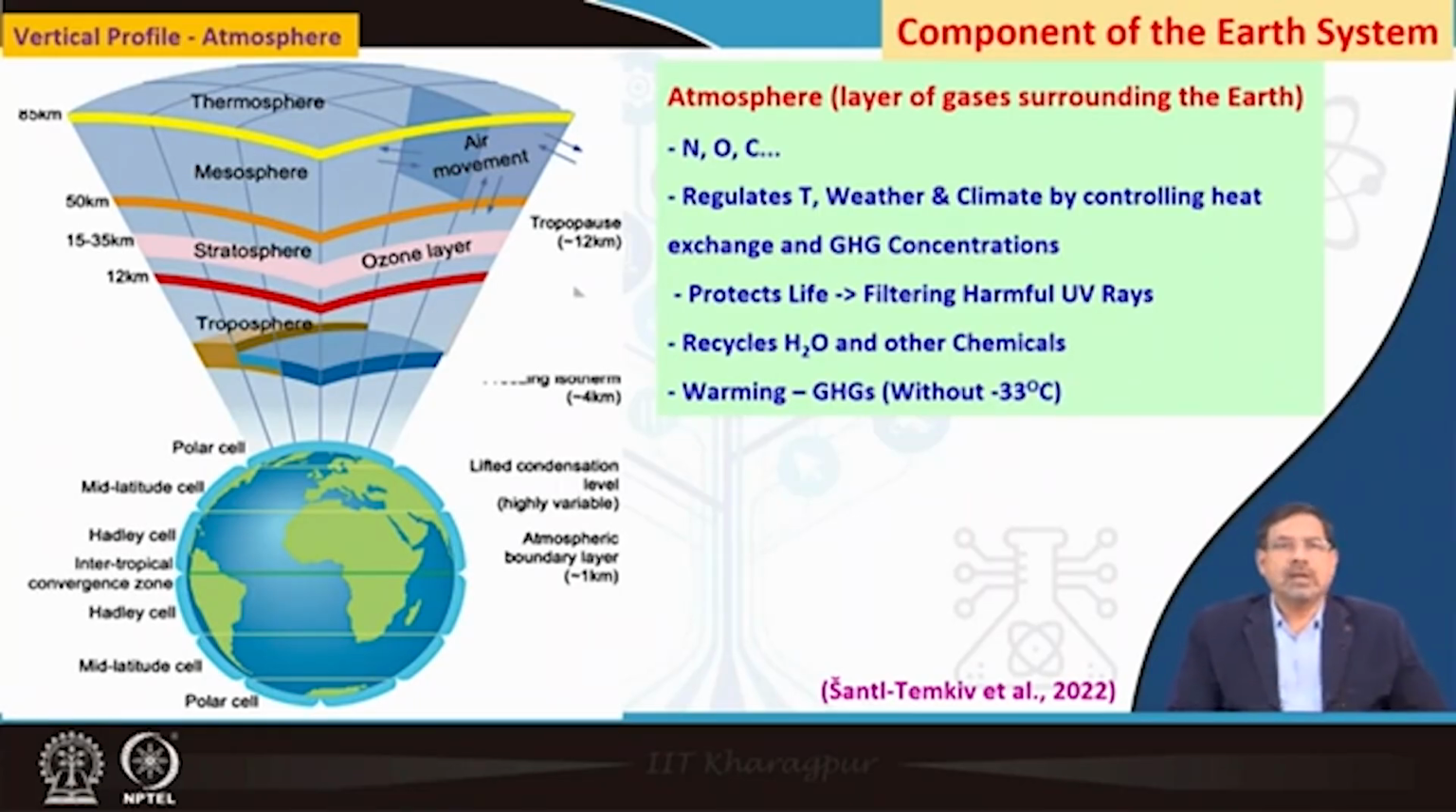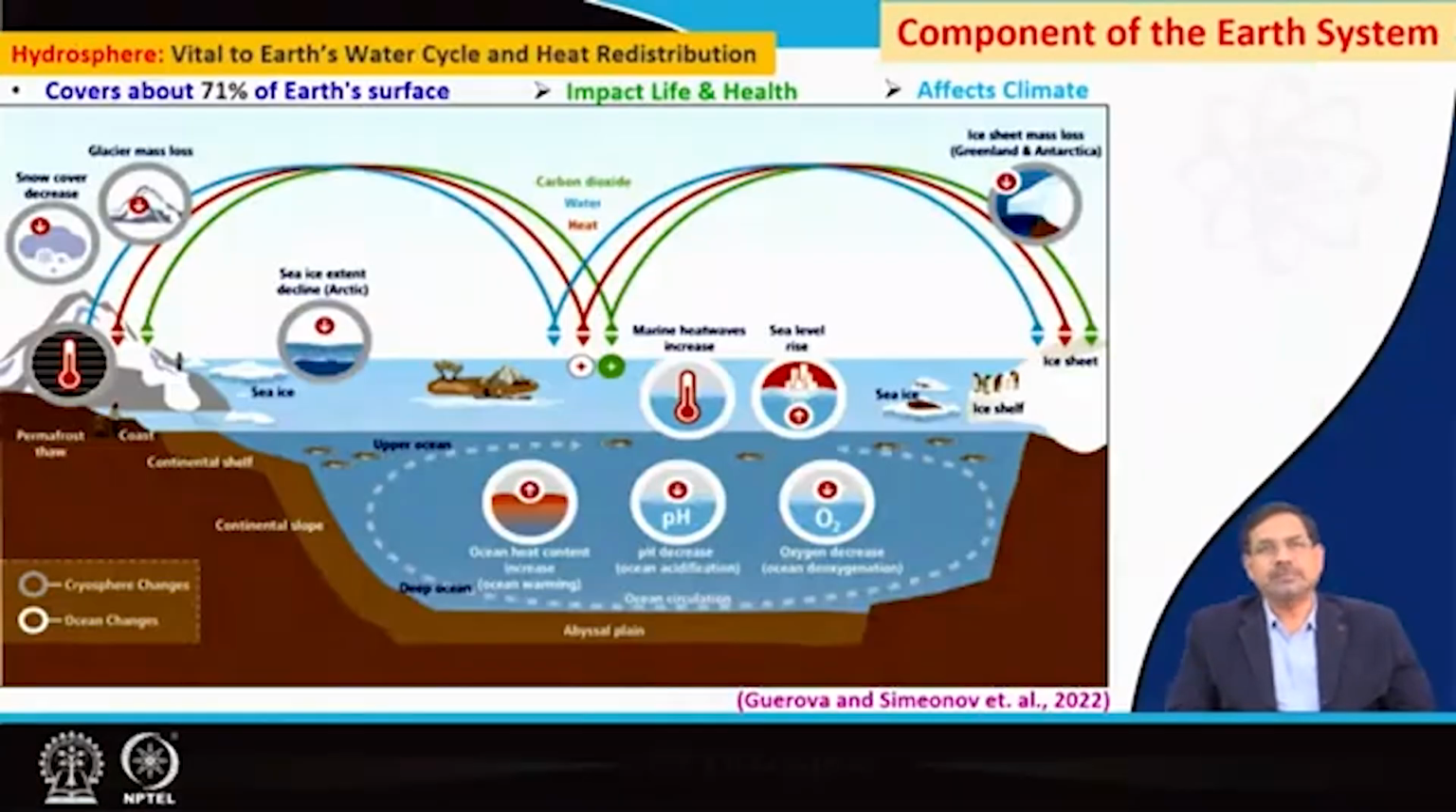Well, in this particular figure, we also have various cells and zonations as far as the Earth system is concerned: the Hadley cell, the intertropical convergence zone, ITCZ, as we call it in abbreviation, the mid-latitude cells and the polar cells. We will be discussing them eventually when the lecture on the atmosphere is elaborated. Now let us move on to the hydrosphere.